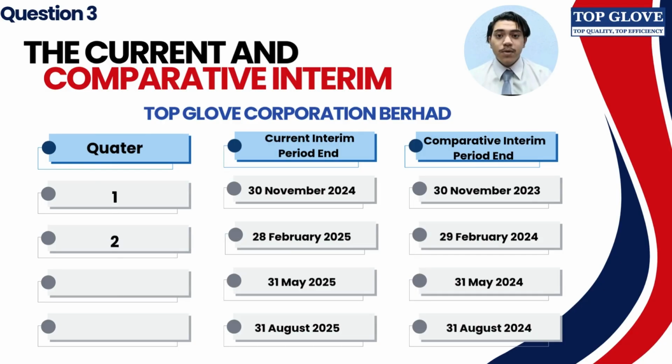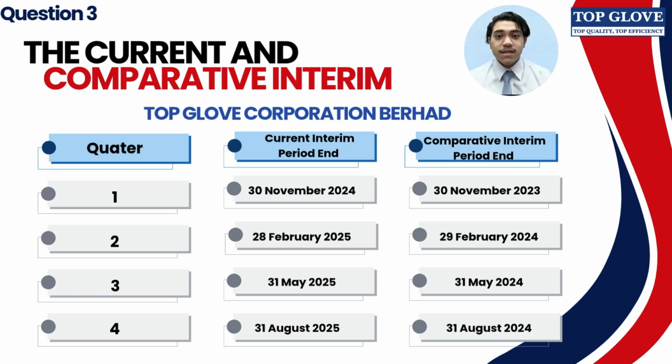We'll be looking at the financial reporting structure for Top Glove Corporation Berhad. As one of the world's leading manufacturers of rubber gloves, understanding their reporting cycle is crucial for analyzing their performance and financial health. The first quarter always concludes at the end of November. For our current interim period, quarter 1 ends on November 30, 2024. We compare this directly to the same period in the prior year, the comparative interim period, which ended on 30 November 2023.